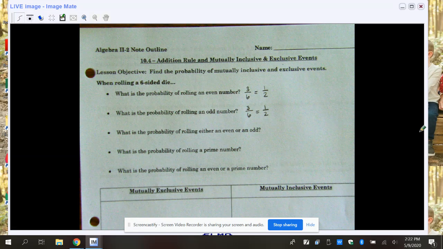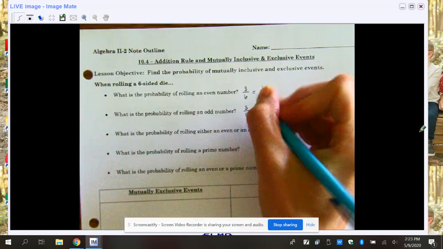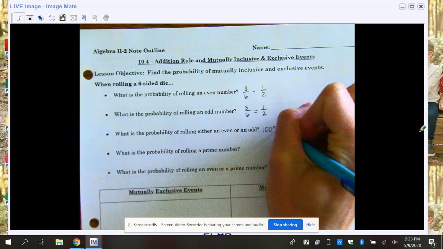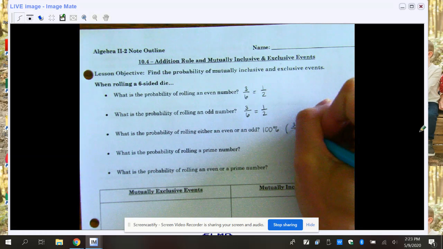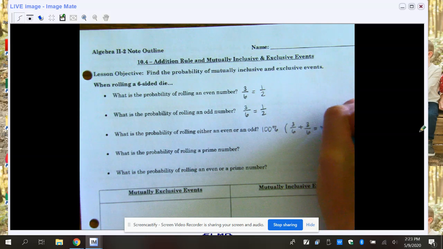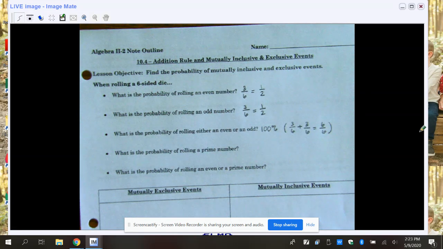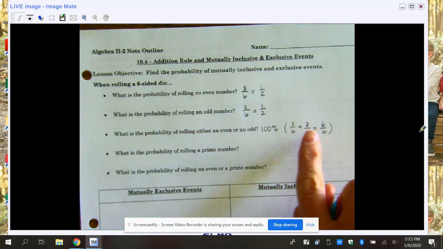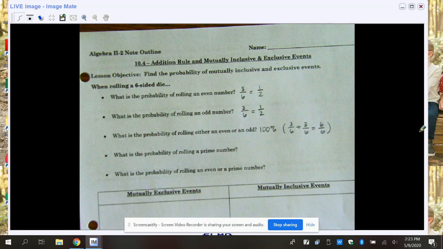All right, so now we get to the intro to what we're going to be looking at here. This now says, what is the probability of rolling an even or an odd? So I can roll it, and I want to know the probability that the number is going to be either even or odd. Well, every single number on the die is either even or odd, so that would be 100%. To get that, I said, well, there's 3 evens, there's 3 odds, so that's 6 out of 6, which is 1. So we added those two probabilities together.